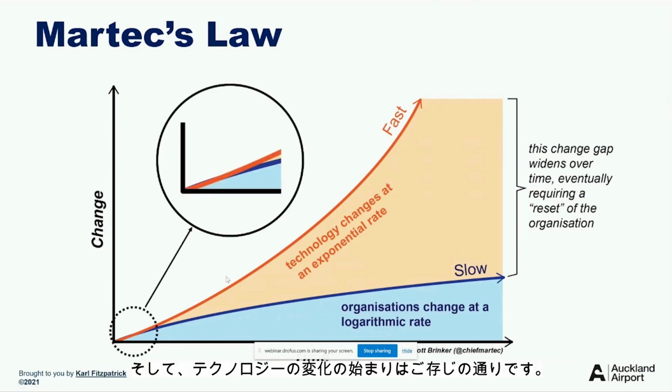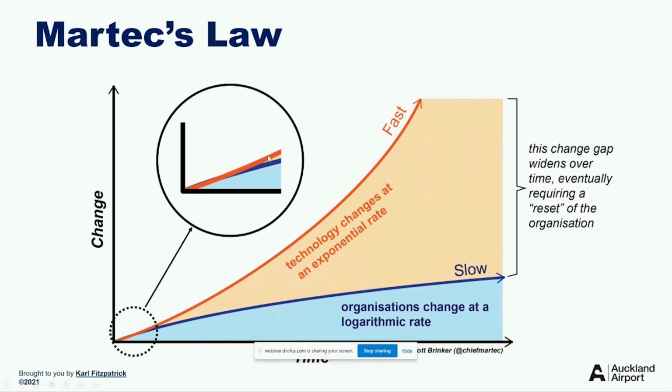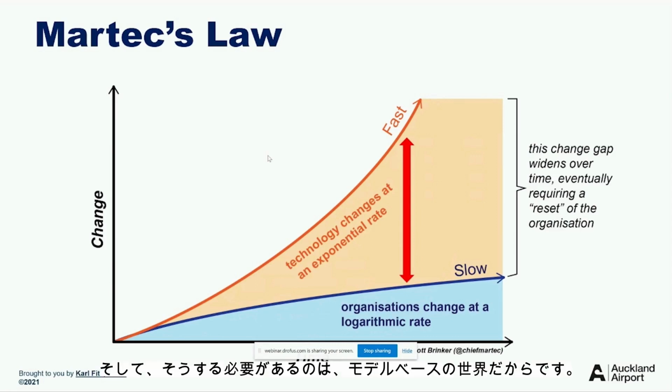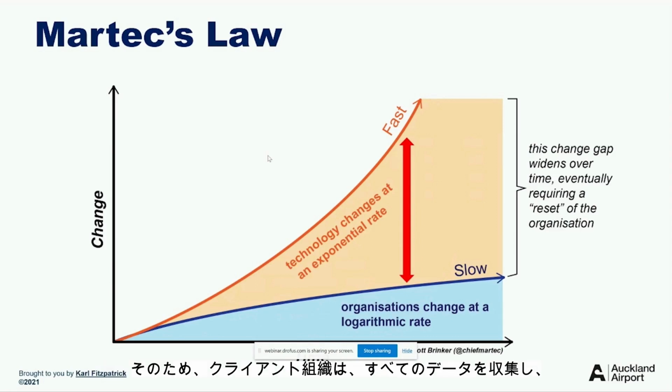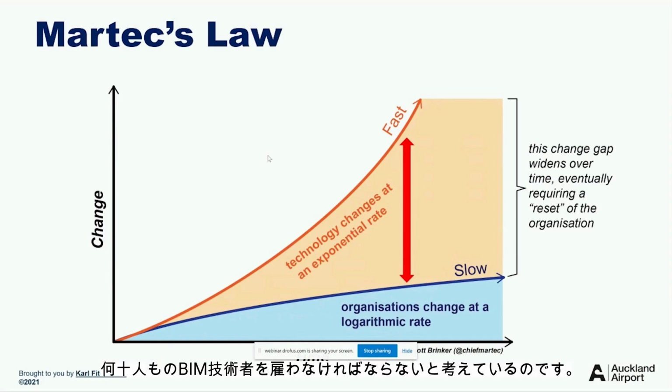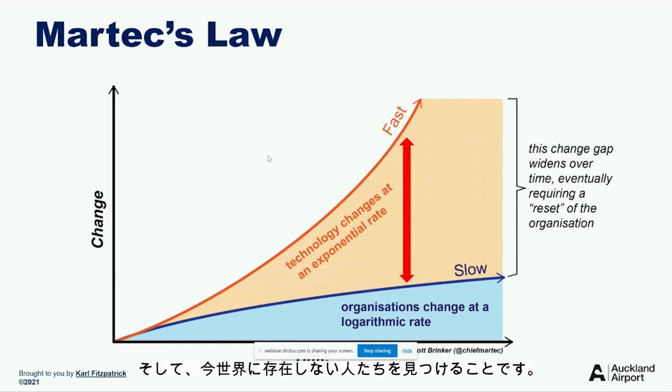At the start of technology changes, you don't really notice the difference. But I think at the moment, BIM has accelerated faster than most client organizations can keep up with, and it's because it's a model-based world. Client organizations think they need to hire tens of BIM technicians just to collate all their data and pull it together, and it's finding people that don't really exist in the world at the moment. So how do we pull these two curves together?